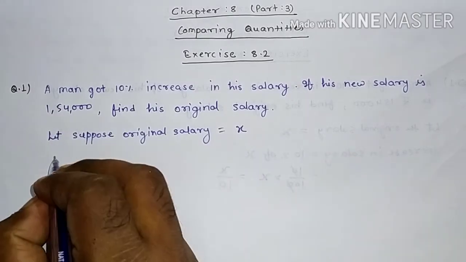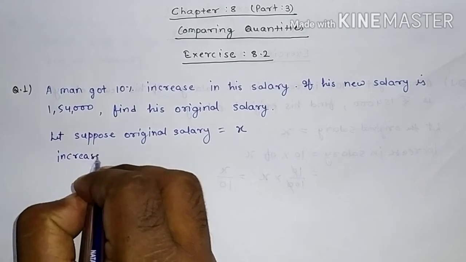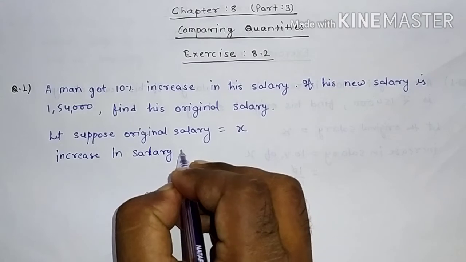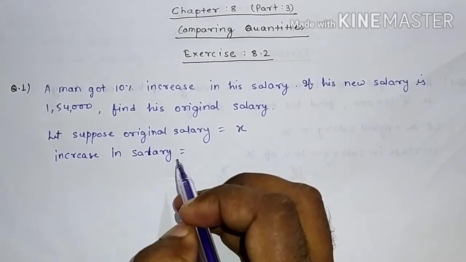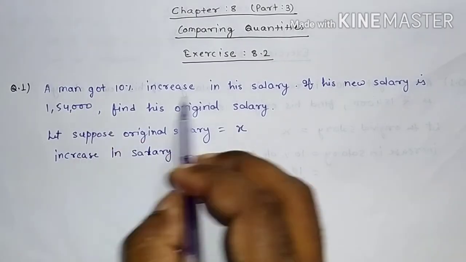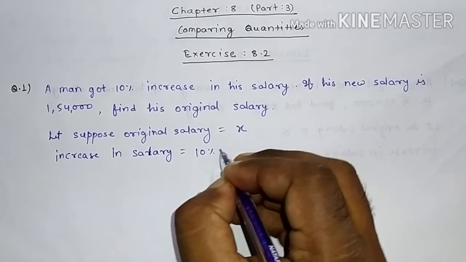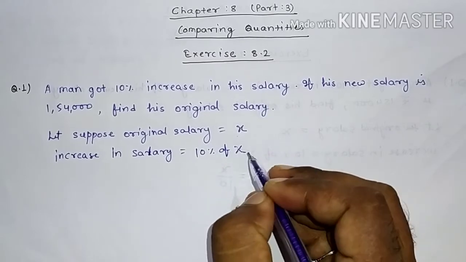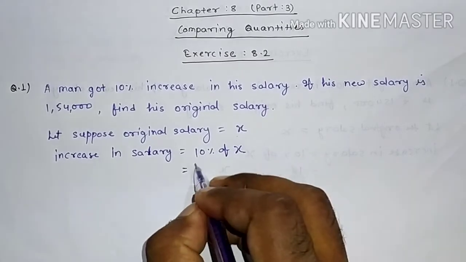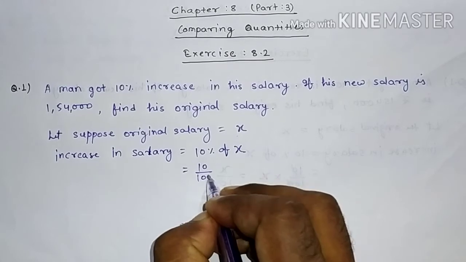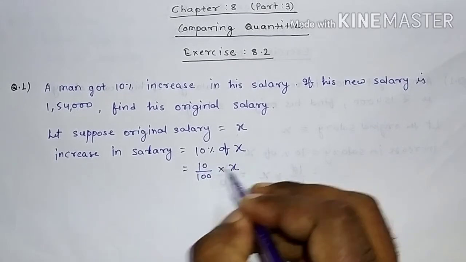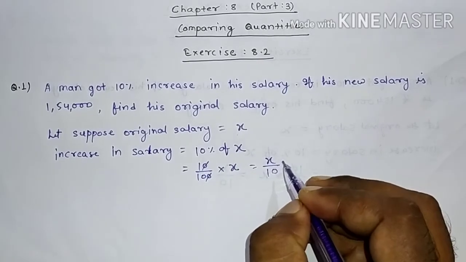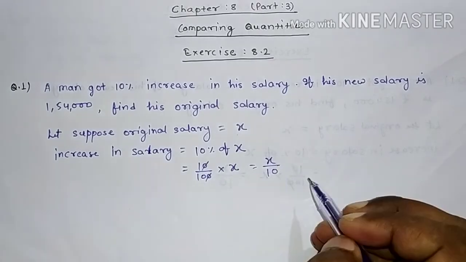So here, the increase in his salary is equal to 10% of the original salary, as given in the question. So 10% of the original salary, that is X here. So 10% of X. Just simplify it. 10%, that means 10 upon 100. Of means multiply, and this is X. So 0 and 0 cancel out. 1 into X, that is X upon 10. So the increase in salary is equal to X upon 10 rupees.